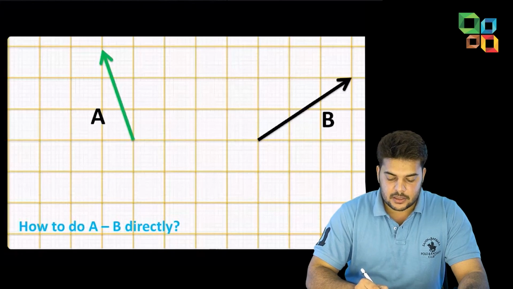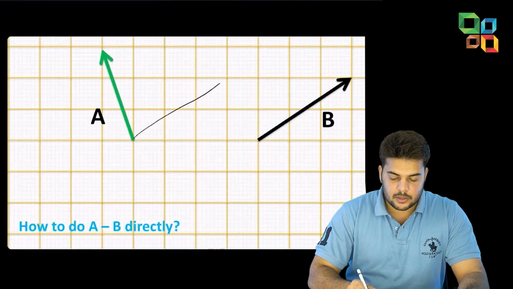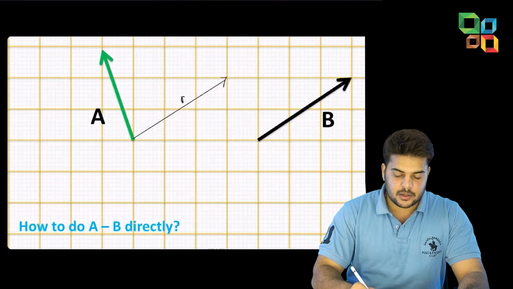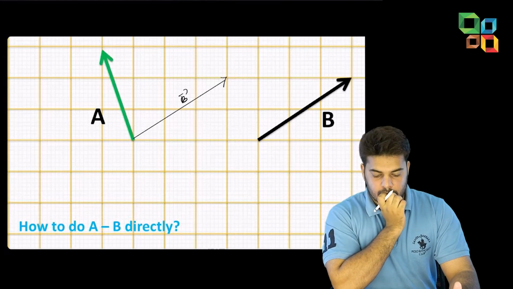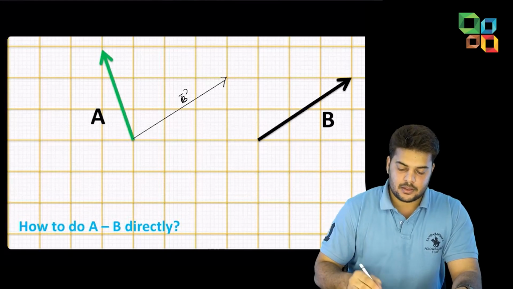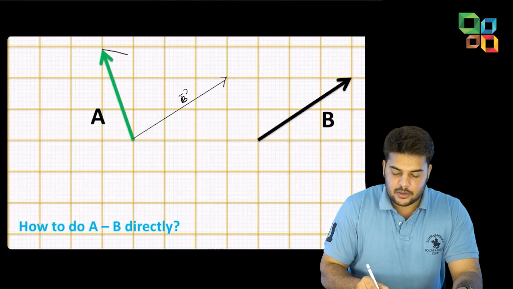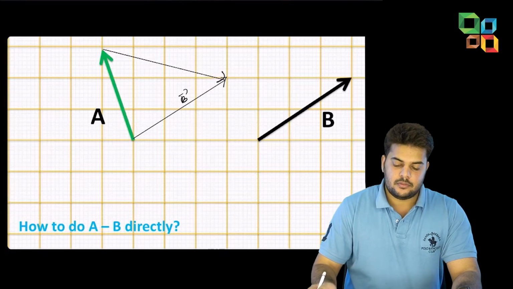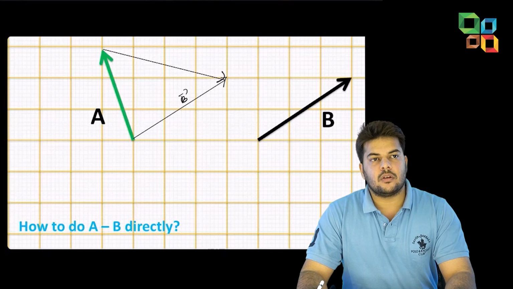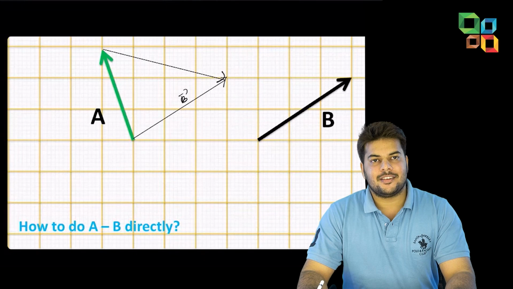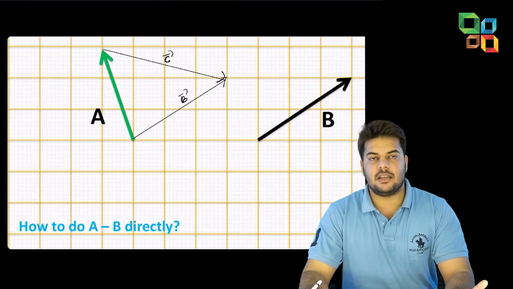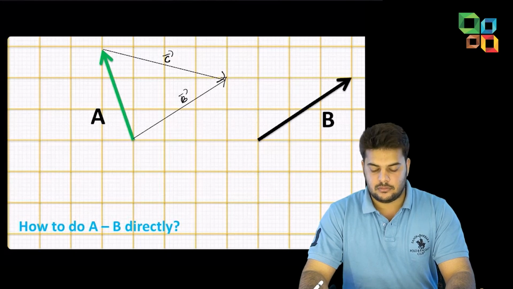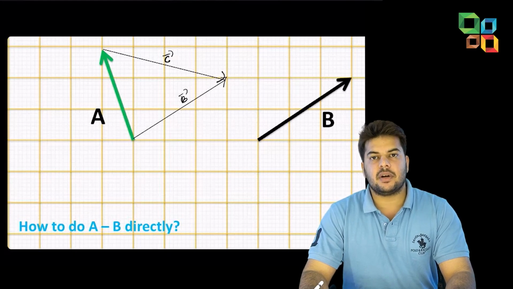So B vector is 3, 2. Let me do that over here. This is B vector. Then what should I do? Sir, and then from the head of A to the head of B. Okay, let's see. So from the head of A vector to the head of B vector. Let's say that we do not know what that is. That is some C. Now, this C is nothing but A minus B.